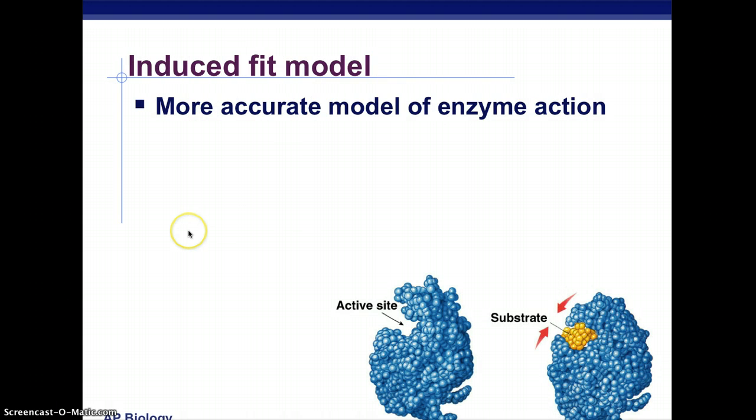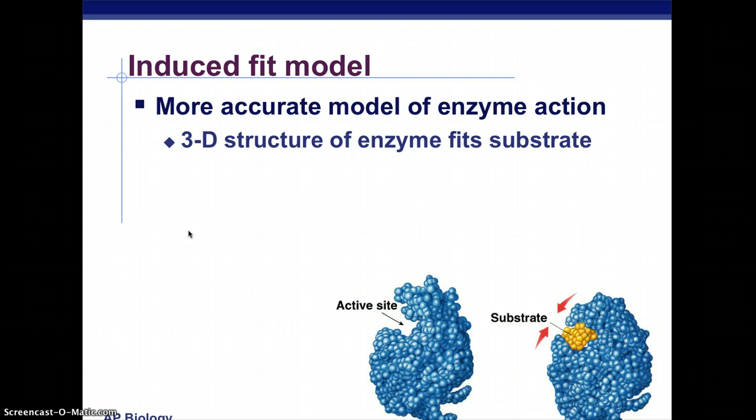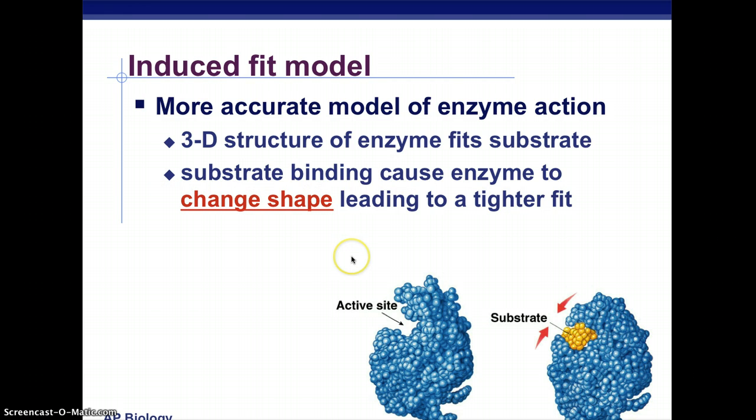A more accurate model of enzyme action is actually something called the induced fit model. So there's a little wiggle room to the shape of a protein. The protein, meaning enzyme, is not really rigid. The enzyme can actually slightly change shape. And so when the substrate comes in and attaches to the active site, the enzyme will actually change its shape to fit the substrate more perfectly. So the enzyme actually changes shape slightly, specifically at the active site, to more tightly fit around the substrate.